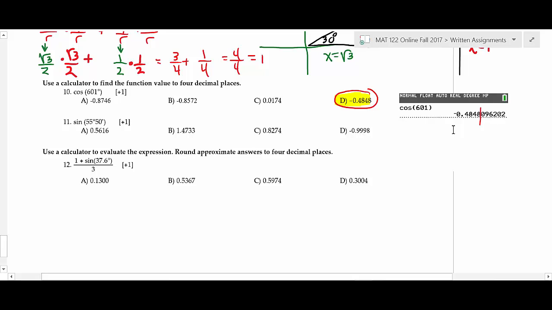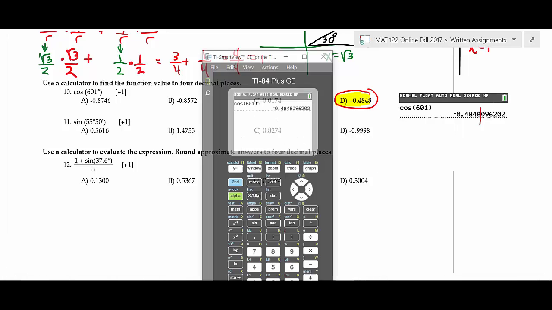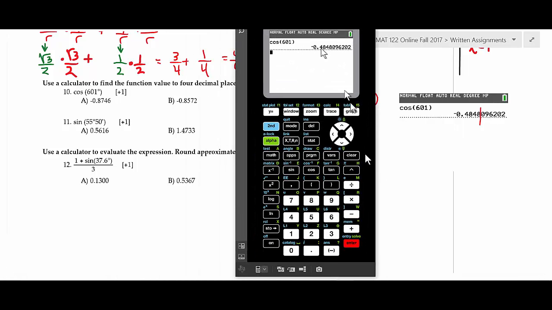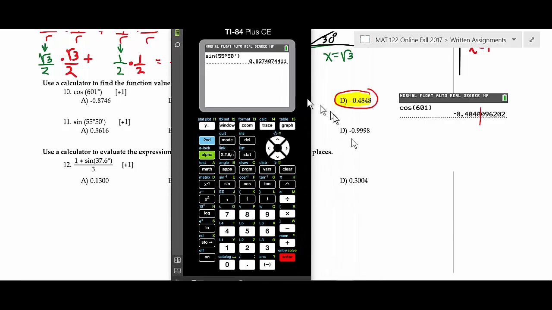Next one we're going to do this. There are 2 ways you can do this. You can go sine of 55 degrees. Now you can go second apse to get the angle symbol to come up. Then you have a degree symbol, then you put in the 50. So you can go 50 minutes. Again, second apse, like that, and get the minute symbol to come up. Then you can press enter, and that's what you would get for this one.